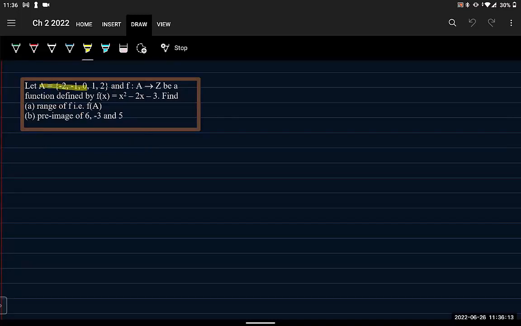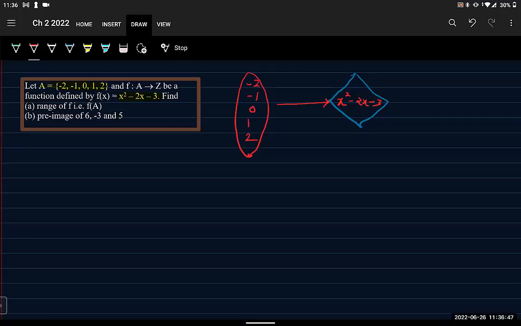A is equals to -2, -1, 0, 1 and 2. Function f is from A to Z. F of x is given x square minus 2x minus 3. First, we have to find the range of f of A. Again, here we can treat this as a normal function with a given rule, which is x square minus 2x minus 3. We'll write the values of x from one side. X can take all the values from -2, -1, 0, 1 and 2.